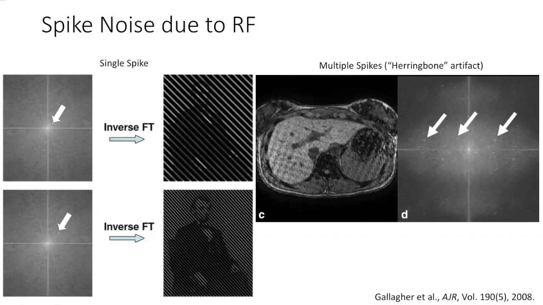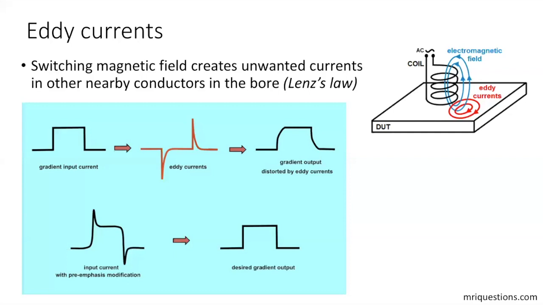So another artifact comes about from eddy currents, which are caused by a changing magnetic field that creates unwanted currents in other nearby conductors within the bore. You can kind of see that on the right, where you have an electromagnetic field being created by the coil, and it's creating these eddy currents in nearby conductors. What these eddy currents typically do is distort the intended gradient waveform that you want to play.